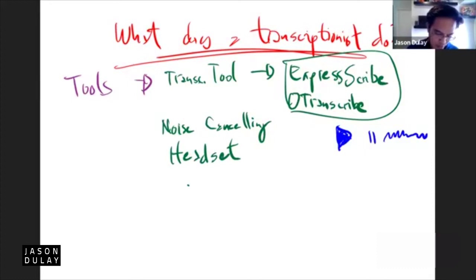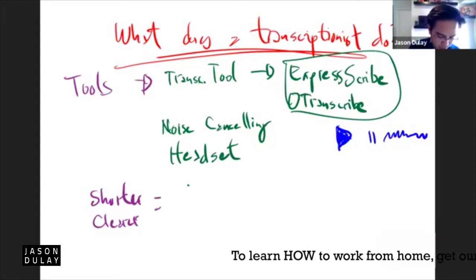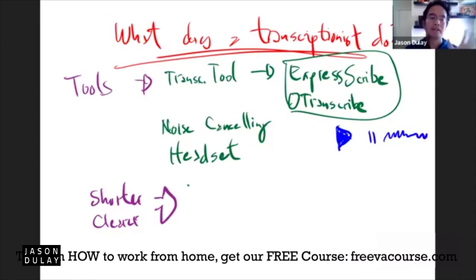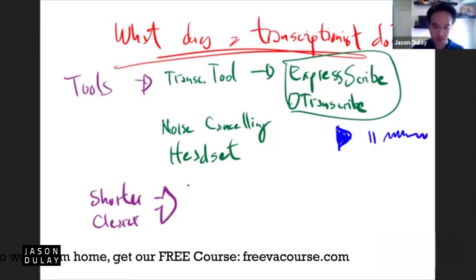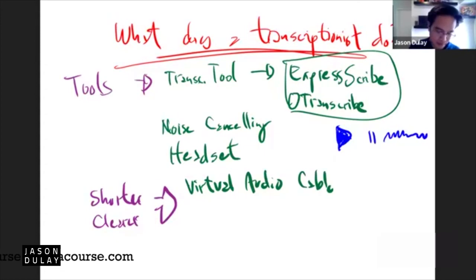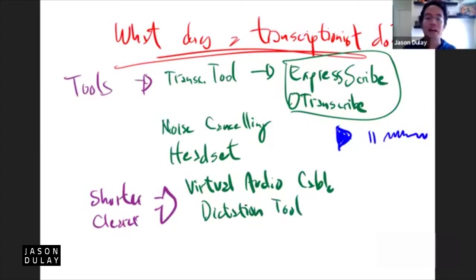Also, if you're recording shorter and clearer videos, what you can do is get some hardware. If you have shorter and clearer videos, as long as the audio is very clear, you can get what we call a virtual audio cable and a dictation tool. What this will allow you to do is from the audio, it's going to automatically transcribe for you, but it's not 100%. So you still want to double check. If you use a virtual audio cable and dictation tool, you still want to double check that the transcription is accurate. So you want to listen to yourself and make corrections.